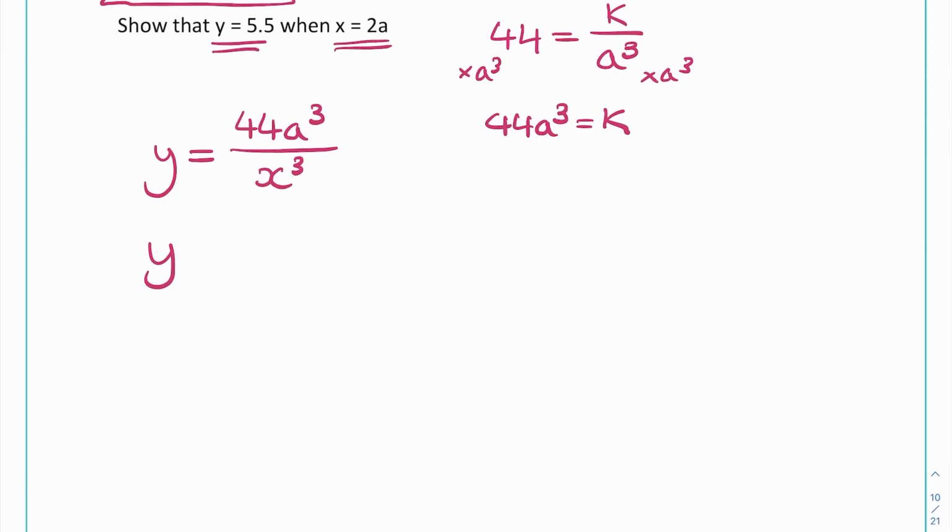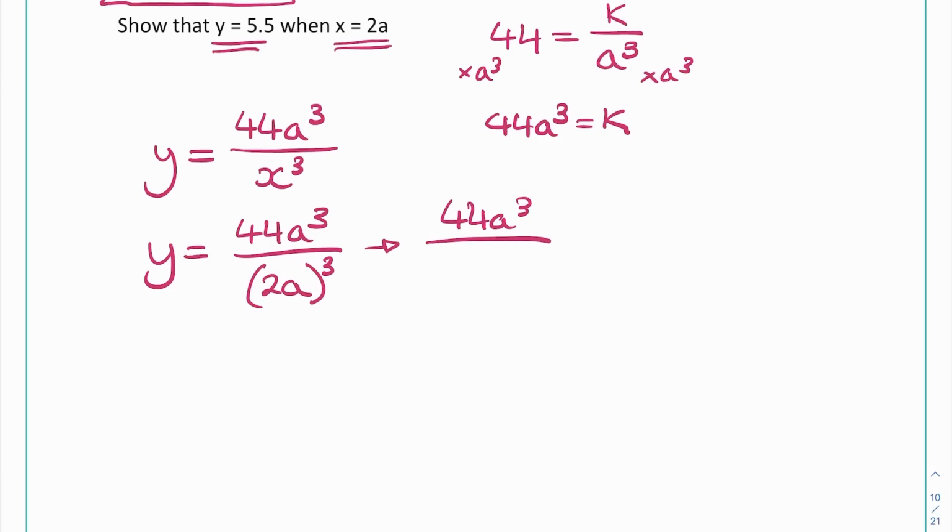So when we put it in, we get y is equal to 44a cubed divided by 2a, and 2a is going to get cubed. Now you've got to be careful because it's the 2 and the a which is being cubed, not just the a. So we couldn't just write 2a without the brackets, we'd have to put it in a bracket. We want to simplify that. So 44a cubed on the top, and on the bottom, 2a times 2a times 2a would be 8a cubed. That's 2 cubed and a cubed, and 2 cubed is 8. So from here, we want to simplify this. Now, first thing that stands out is the a cubes can both be cancelled off.